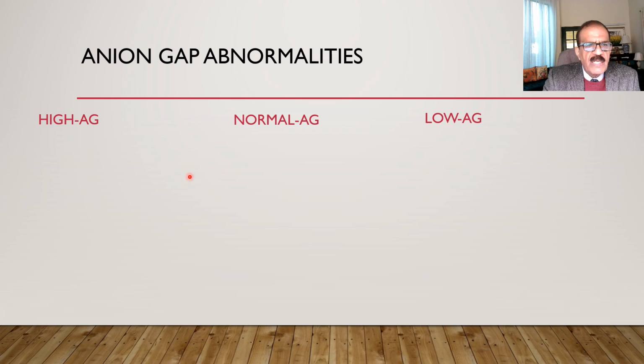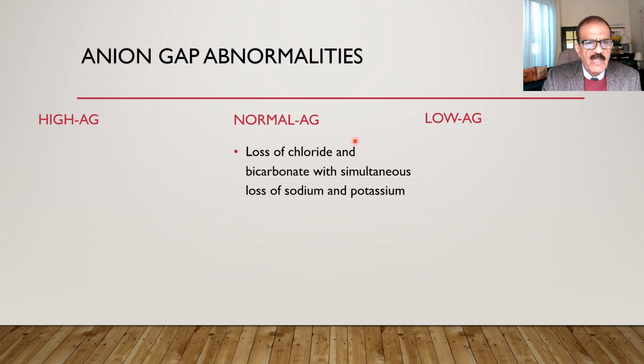Theoretically, there are conditions where you can have increased anion gap, or high anion gap, or you may have a condition where there is acidosis, but anion gap is still normal, and I'll explain how. Then there are conditions where anion gap may be low. These conditions may not have acidosis or alkalosis, but they are important conditions. First, this is the easy one. So let's take this one first.